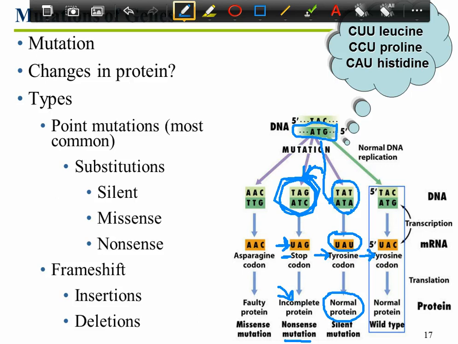Then, lastly, you go over here on the far left, and we end up with a change in the base sequence such that we now get a codon that codes for a different amino acid, and maybe it does not totally destroy the protein function, or it may change it in some way, or it could damage it so it doesn't work at all. That's called a missense mutation because we've changed the amino acid on it.